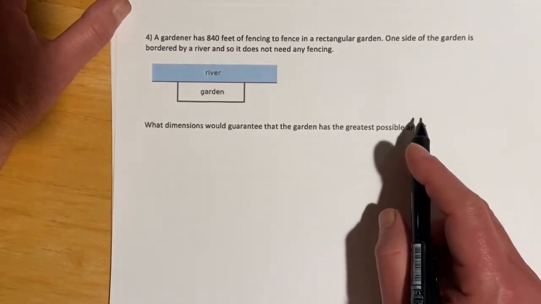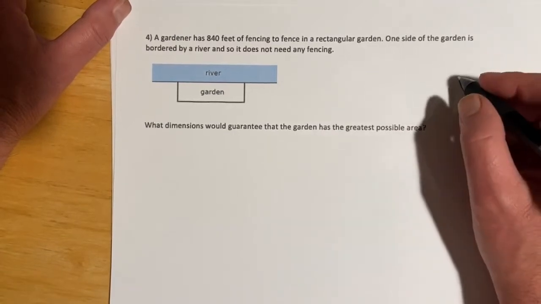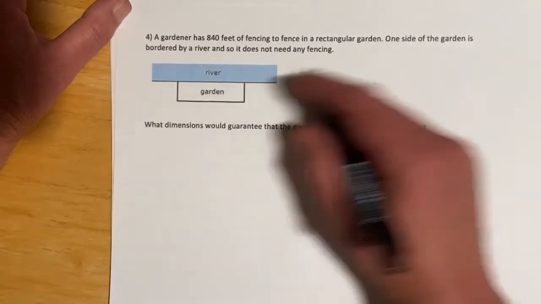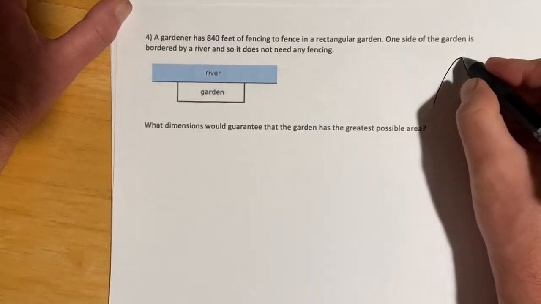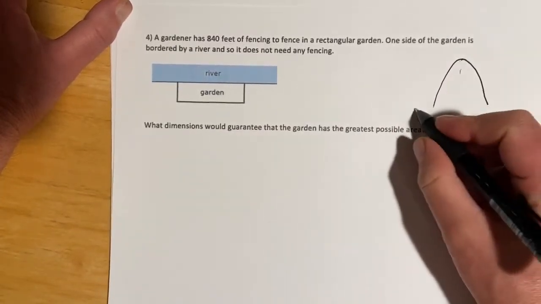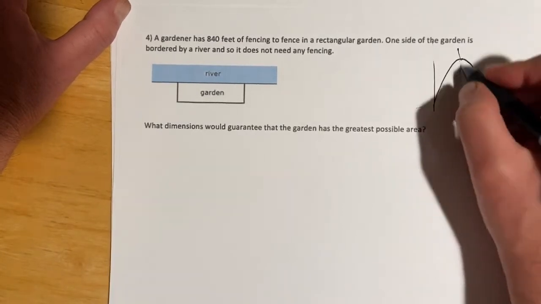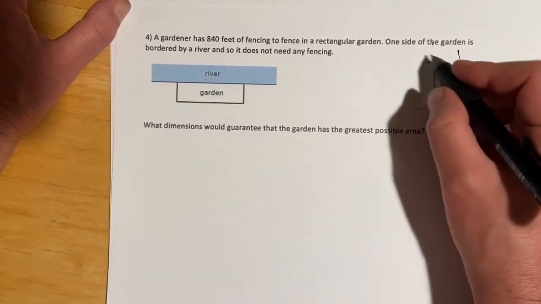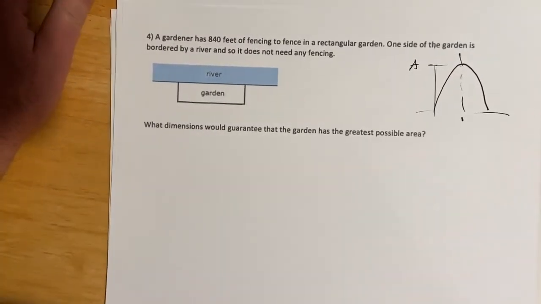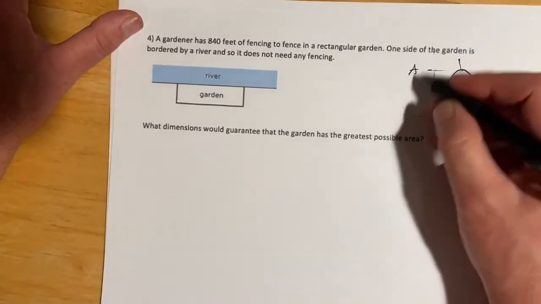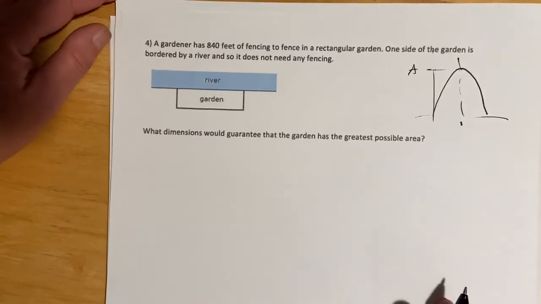Okay, so if we're maximizing something, and it's in the land of quadratics and it involves an area, that sounds like it's going to turn into an upside down parabola, and what we're going to find is there's going to be some length of fencing here that is going to maximize area. So this sounds like a vertex problem. Anytime we're looking for mins and maxes, that's going to be kind of a turning point situation.